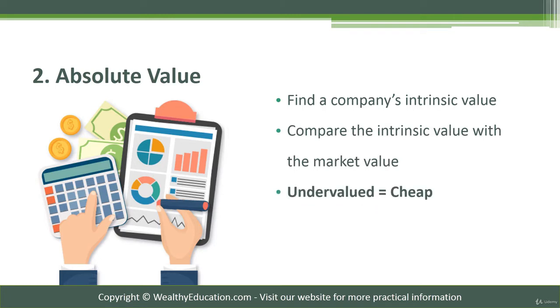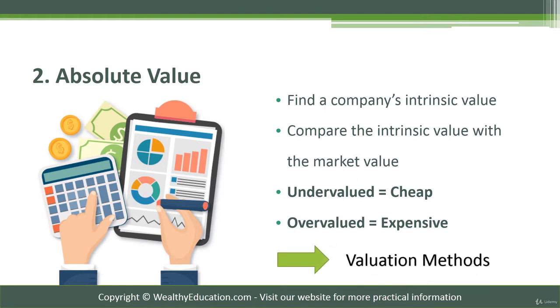If the intrinsic value is higher than the current market price, or the company's stock is selling at a price which is cheaper than it's actually worth, this means it's undervalued or cheap to buy. So, we'll consider buying it to make a profit when the price increases in the future. On the other hand, if the intrinsic value is lower than the current market price, the stock is overvalued or expensive. We simply avoid buying this company's stock. So to determine absolute value, we'll use some valuation methods such as the discounted cash flow model or dividend discount model.